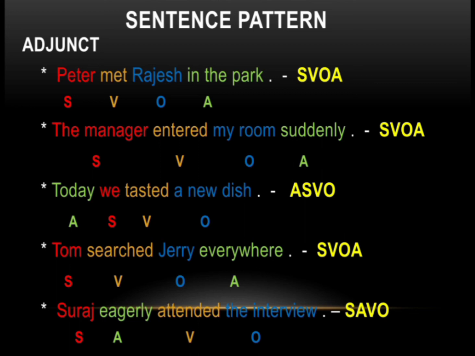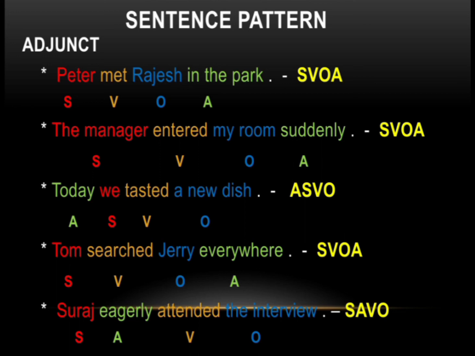Now let me sum up. If a verb is followed by an object, it is a transitive verb. If a verb is not followed by an object, it is an intransitive verb. And now coming to the sentence pattern, we have the subject, and the subject is the noun or the pronoun in the sentence. Verb is the action word or it shows the state of being or the possession. Object answers the question what or whom.